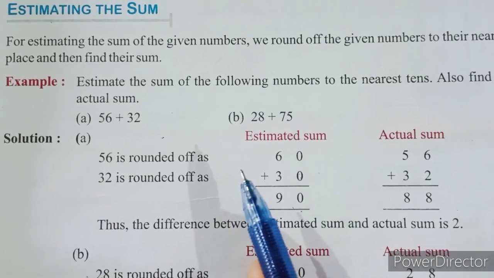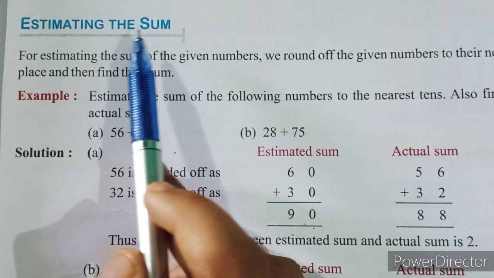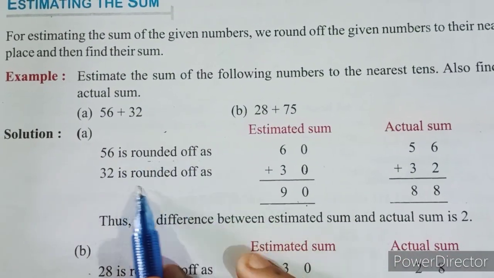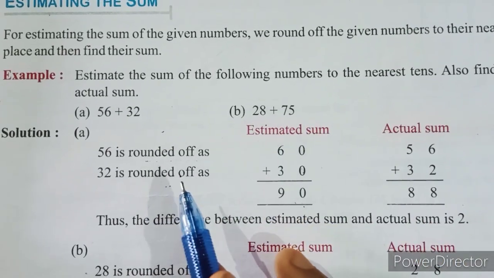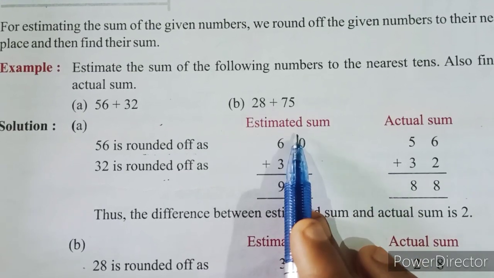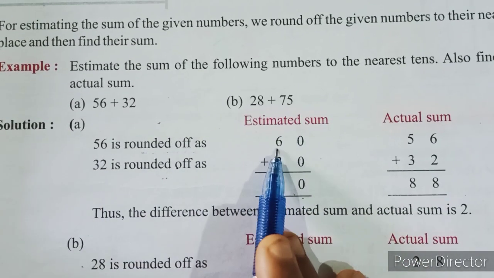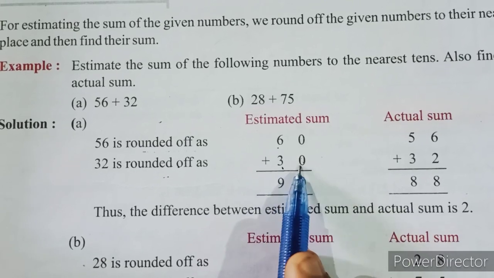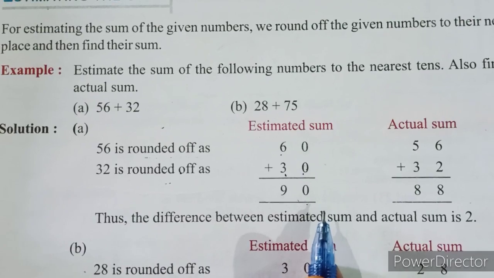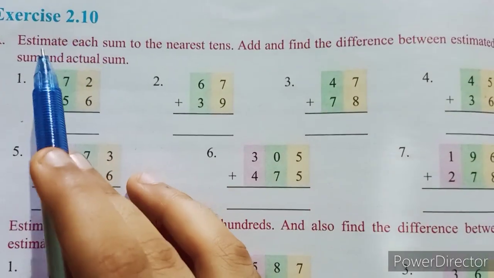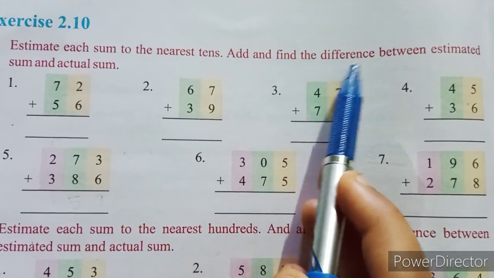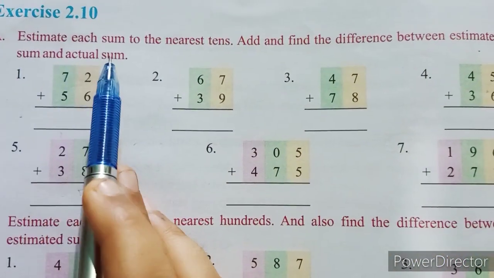We have come up with a new topic called estimating the sum. Children, we have already learned the method of rounding of numbers to the nearest tens and hundreds. Now we will estimate the sum of the given numbers to their nearest place and then find their sum. Okay? So the question is, estimate each sum to the nearest tens, add, and find the difference between estimated sum and actual sum.